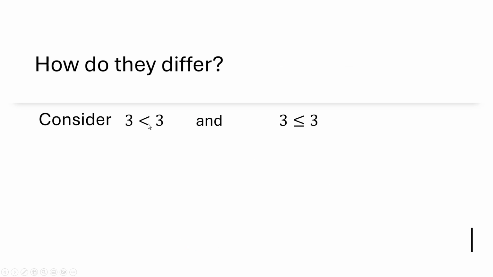How do they differ? We have 3 is strictly less than 3, and 3 is less than or equal to 3. So if we look at it, we have 3 is less than 3, or 3 is less than 3, or 3 is equal to 3.